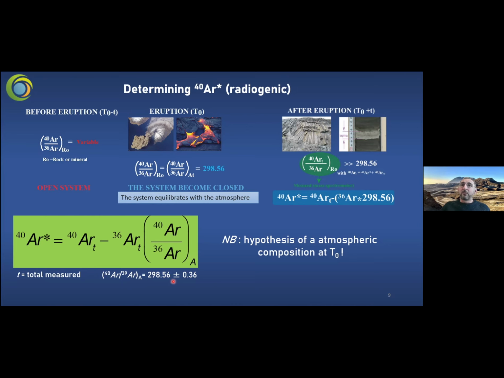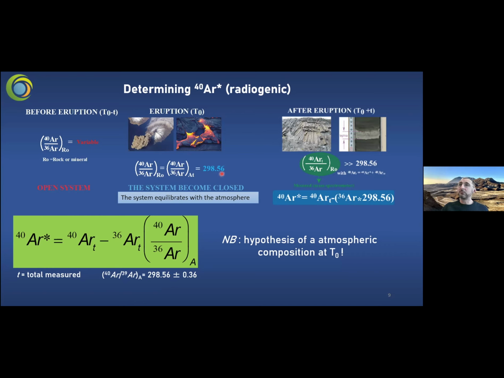Why? When you are in the magmatic system, the temperature is so high that everything which decays from potassium evaporates, is going out of our system. So the system is somehow open. But as soon as the eruption occurs and the crystals or the rock cool down below a certain temperature, the system becomes closed. And of course, at that time, the 40/36 ratio inside the rock equilibrates with the atmosphere.